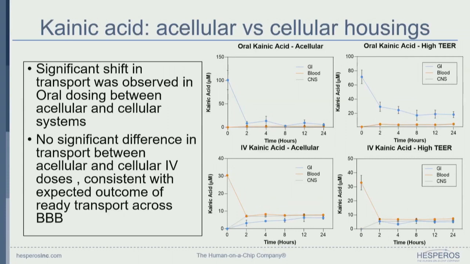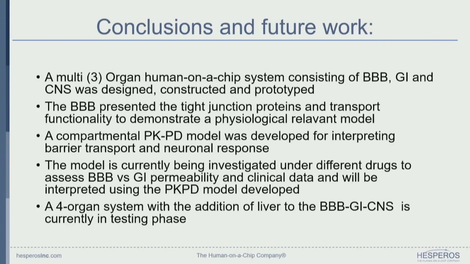When you come to kynurenic acid now, which we expect the GI to impede, when you look at the oral dosage, that's exactly what we ended up seeing. And versus when you look at the IV, you don't see a significant difference because it was the IV dose. So this is about the extent we're at here, and right now we're applying the models that I showed you earlier and collecting more data.